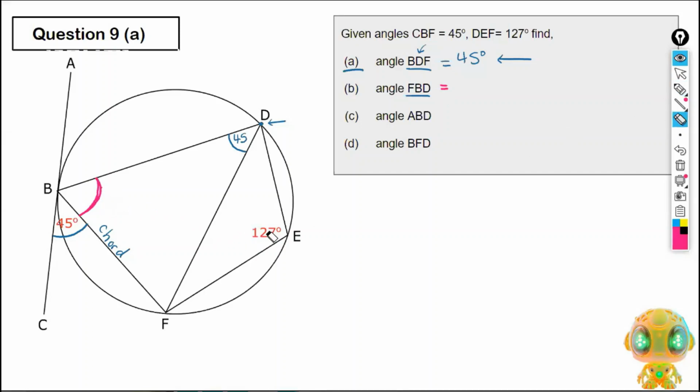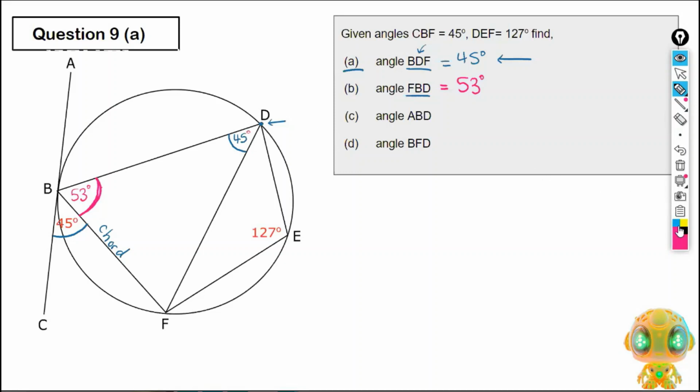So if here is 127, how much again do we need to make 180? Well, it's simply 180 minus 127, and we're going to get, not roughly, exactly 53 degrees. So opposite angles in a cyclic quadrilateral always add up to 180.